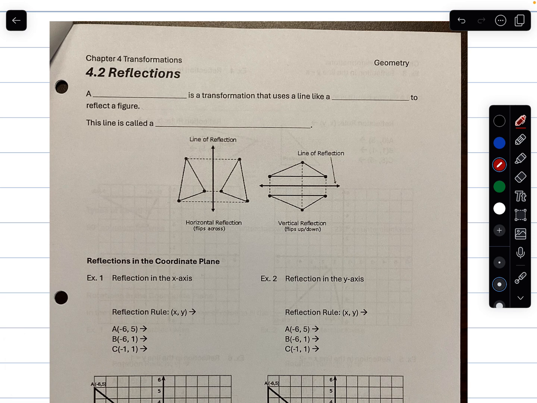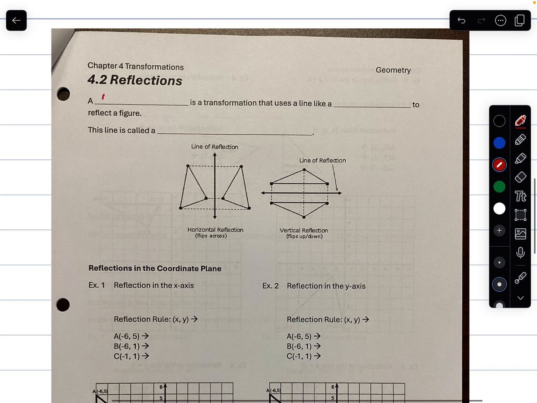All right. So a reflection is a type of transformation. A transformation that uses a line like a mirror to reflect a figure. This line is called a line of reflection.